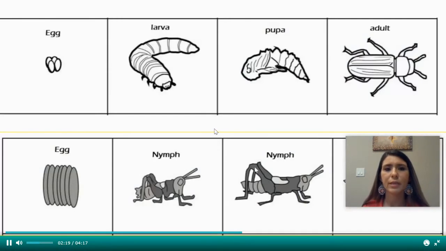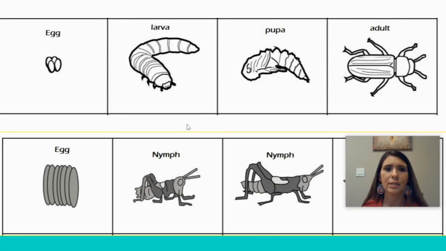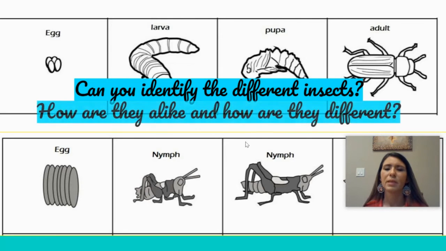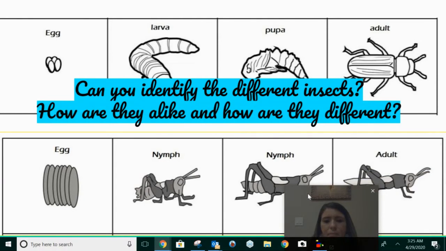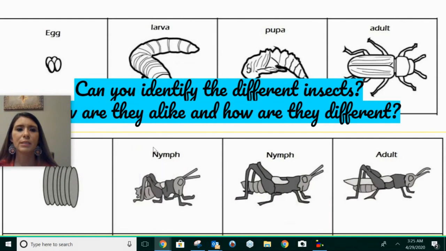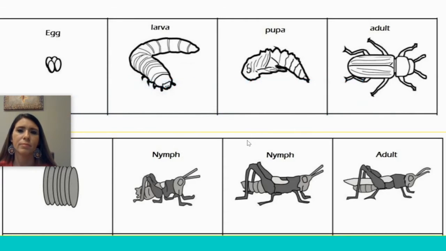So to recap and review what all we've discussed today, let's look. Can you identify the different insects? How are they alike and how are they different? So the insect on top has how many stages? Yes, it has 4 stages.